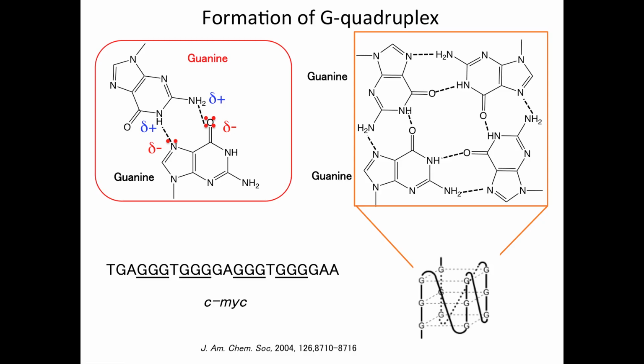Okay, in this structure, the most important things are the lone pair and the hydrogen. This atom makes hydrogen bonding, and the Hoogsteen base pairing by hydrogen bonding is very important for G-quadruplex formation.